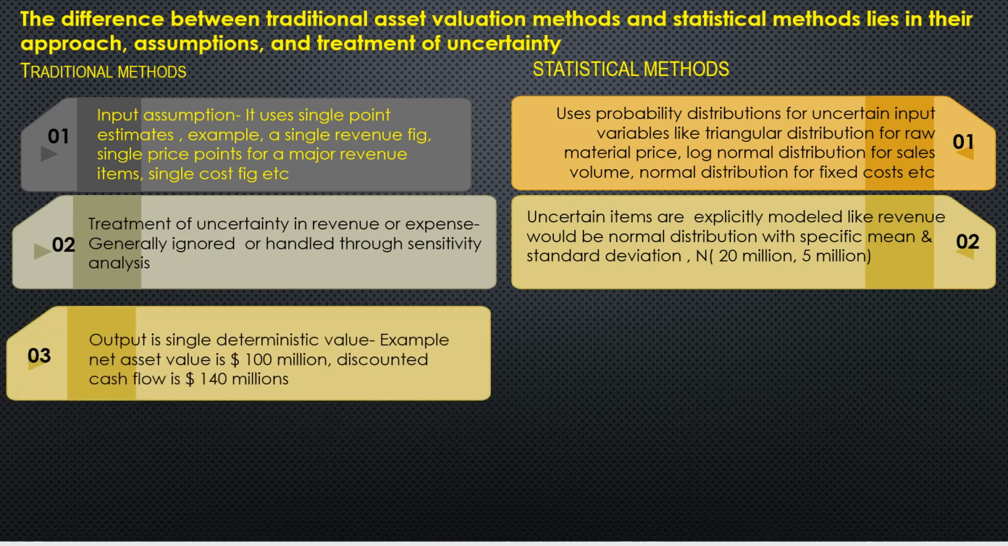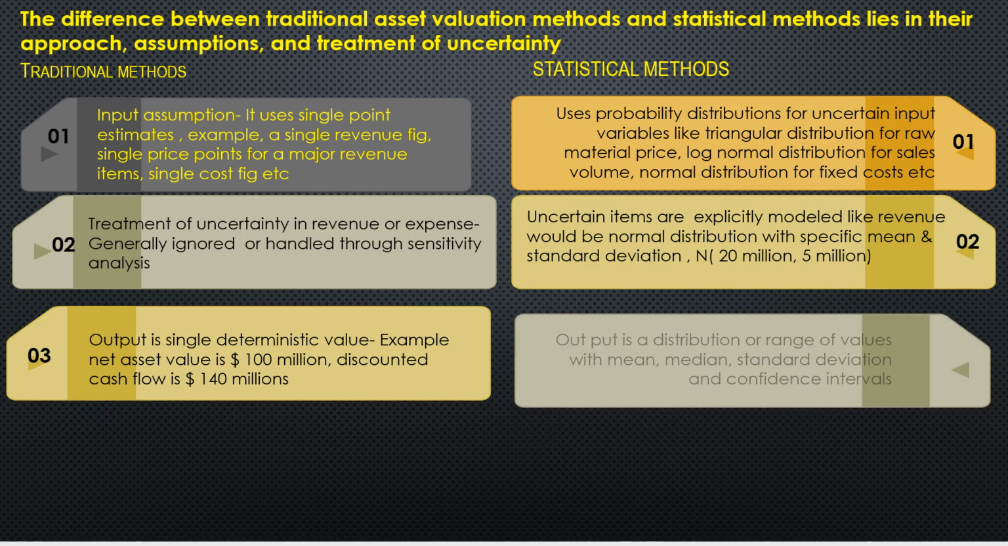The traditional method output is a single deterministic value. Example, net asset value is 100 million. Discounted cash flow is 140 million. Whereas under statistical methods, output is a distribution, a range of values with mean, median, standard deviation and confidence intervals.